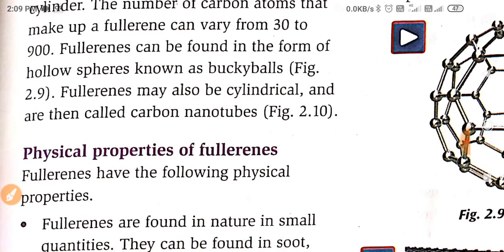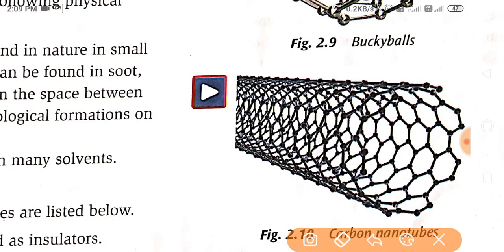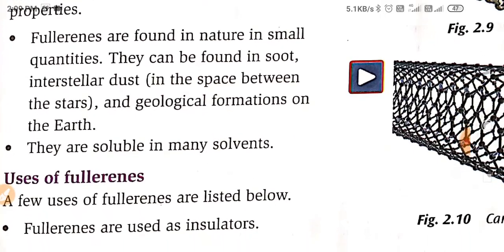Fullerenes may also be cylindrical and then are called carbon nanotubes. If it is found in cylindrical form like that, it is known as carbon nanotubes. Some physical properties of it: it is found in nature in small quantities. They can be found in soot, interstellar dust, in the spaces between the stars, and geological formations on the earth.